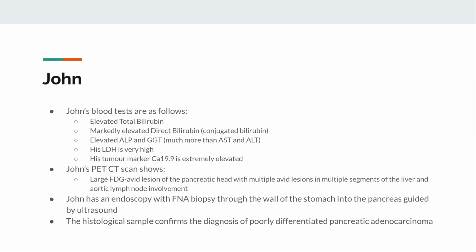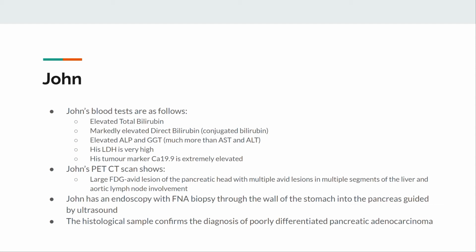His blood tests are as follows. He has a high total bilirubin. He has a markedly elevated direct bilirubin, which is the conjugated bilirubin. He has elevated ALP and GGT, which are much higher than his AST and ALT, suggesting a cholestatic pattern. His LDH is very high, suggesting a lot of cell lysis. Tumor marker CA19.9 is extremely elevated.